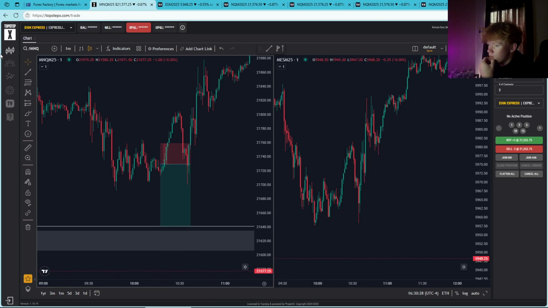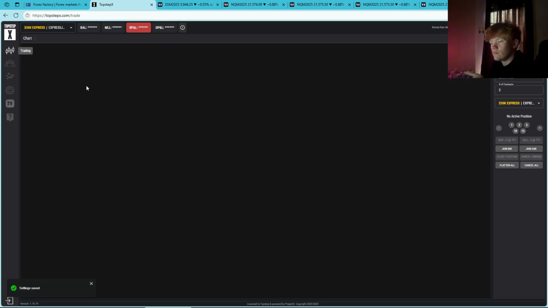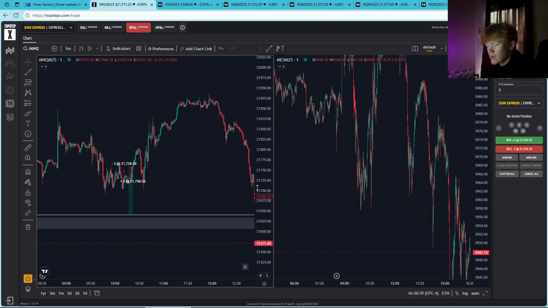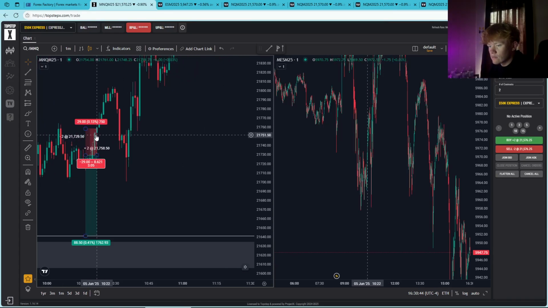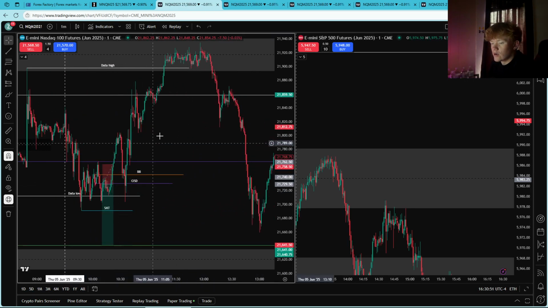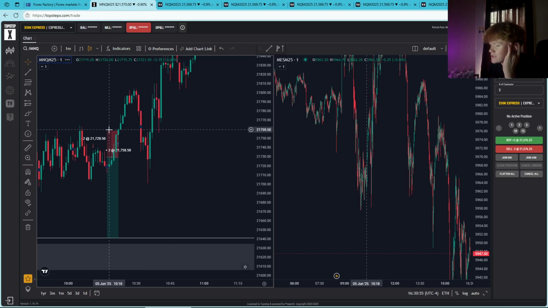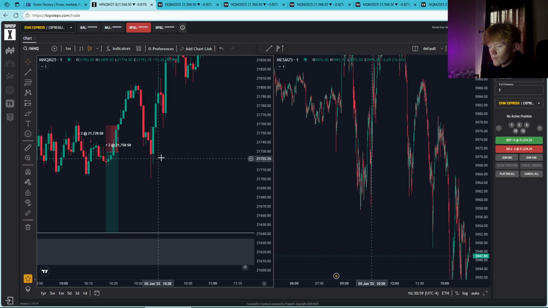Let's turn on executions. I just did two micros, and I risked 30 handles. How many points was it? 116 points on two. I think it was $116, so I think I lost $116. It was an all right loss.